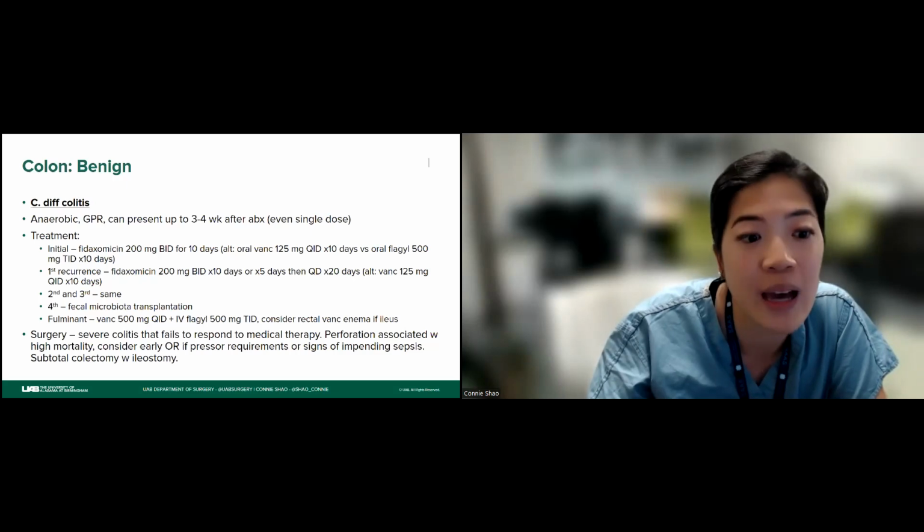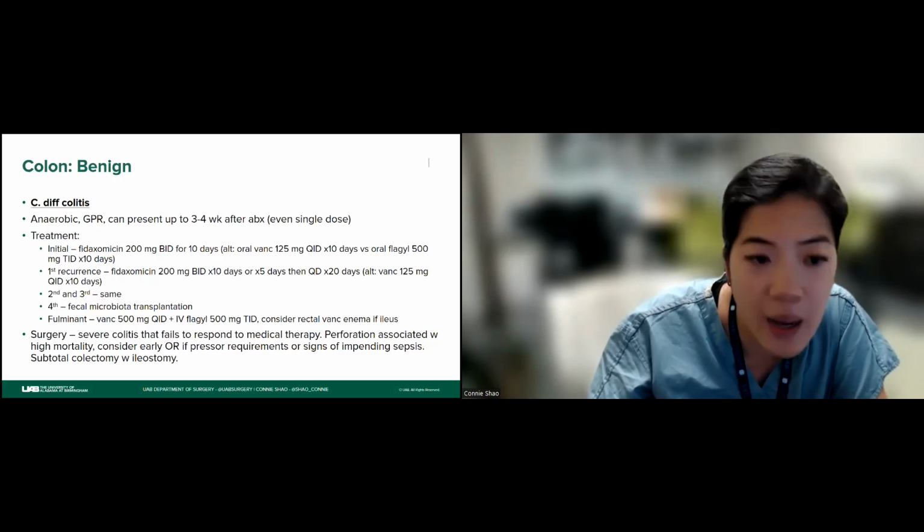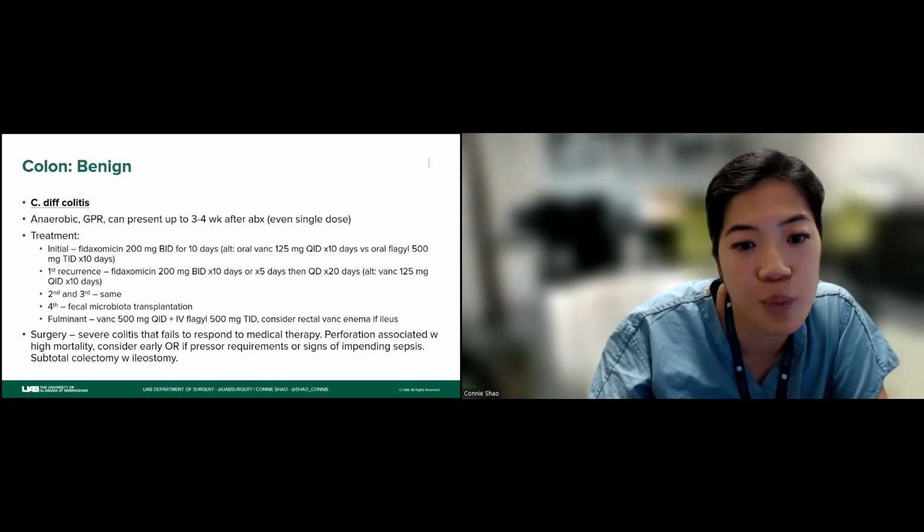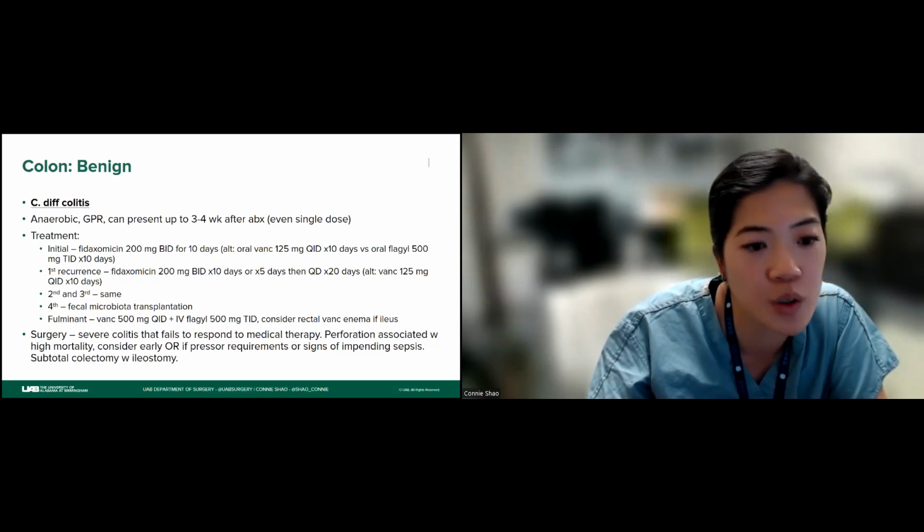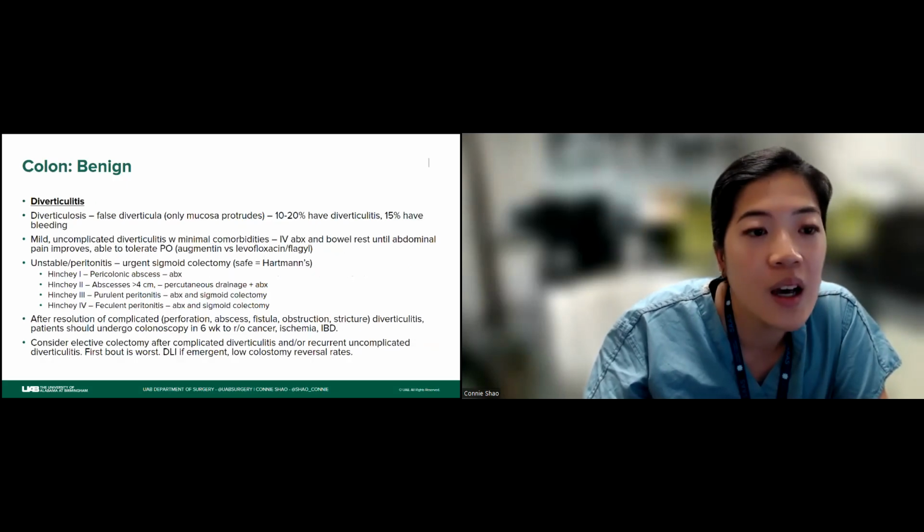Perforation is associated with really high mortality, so you have to be diligent about operating early if there's somebody that you're concerned about perforation. And then you do a subtotal colectomy with ileostomy.